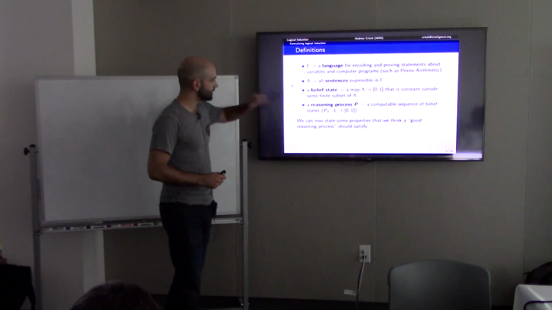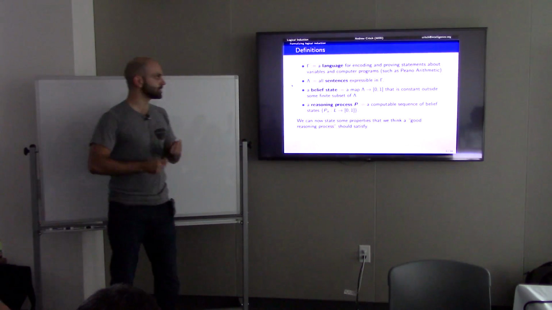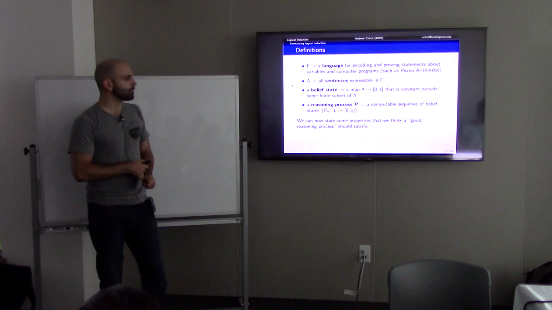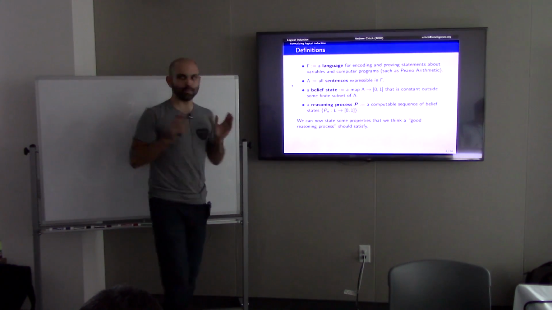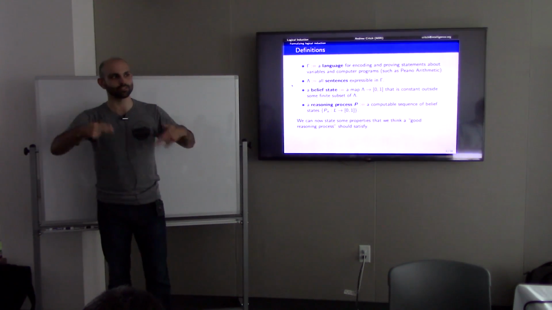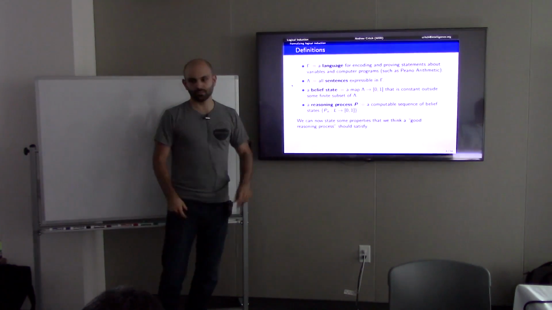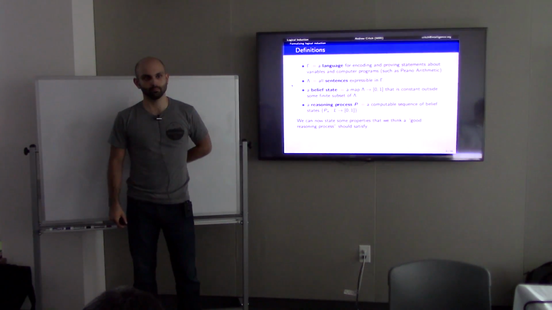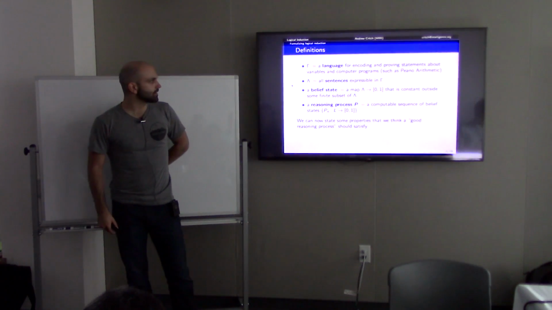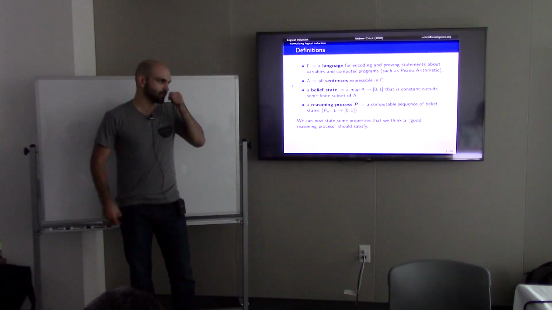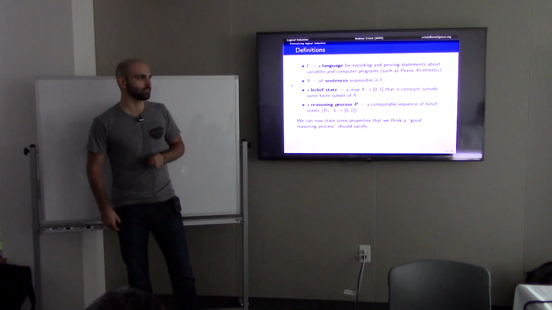And then this capital lambda is going to be the set of all sentences expressible in gamma. And then we're going to define a belief state. That's the state that you're in while you're still thinking about stuff. It's a map from sentences to probabilities that is constant outside a finite set. And I think we've toyed with different definitions where it's constant outside a finite subset or 0 outside the finite subset. It sort of doesn't matter.